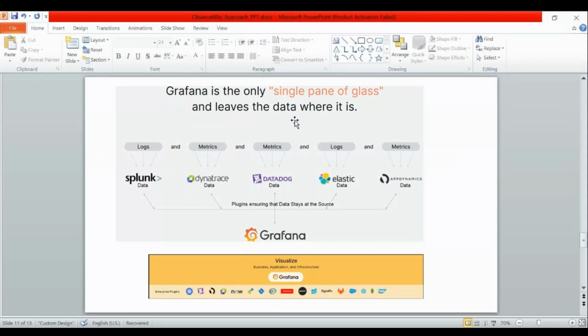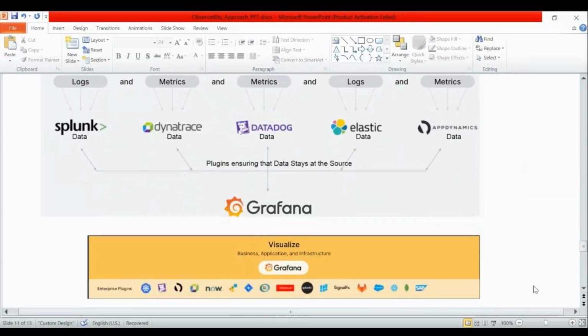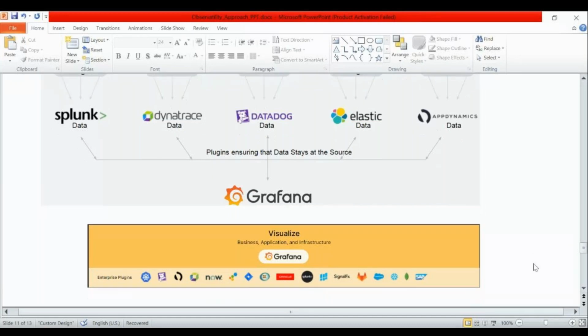So basically, this is what I'm saying when it comes to the capability and the features. Yes, Grafana is compatible with Splunk, where it can pull the data. It is compatible with Dynatrace data, where it will pull metrics and logs, Elastic. It can pull from AppDynamics. And if you look here, it is compatible with all the plugins. You can get ServiceNow, you can do Splunk, Signal, OnCall, Salesforce, SAP. It has all the details available.